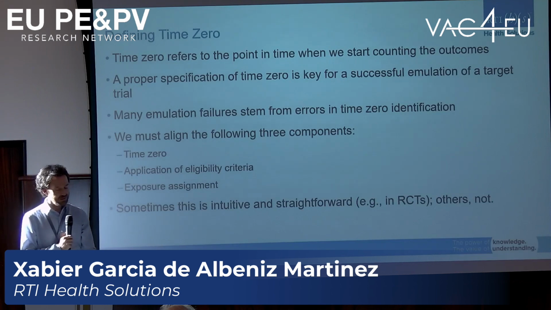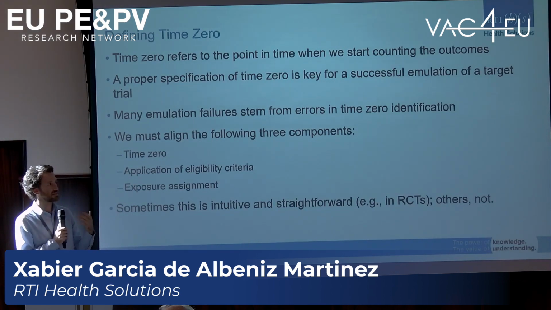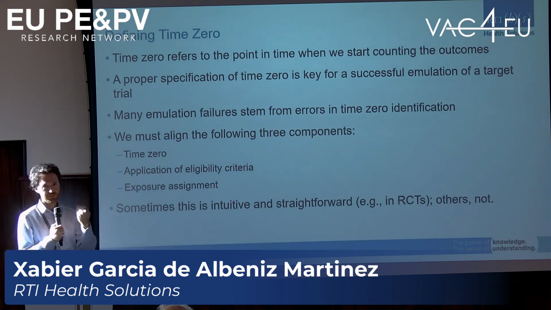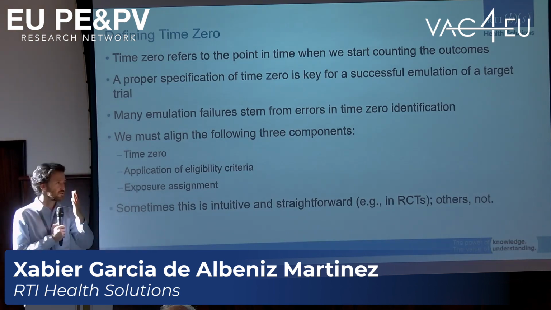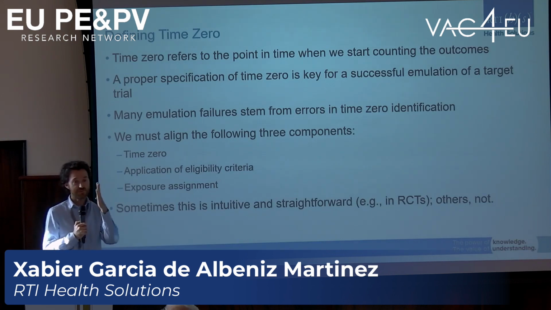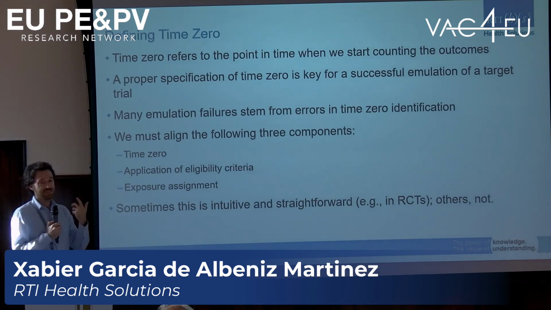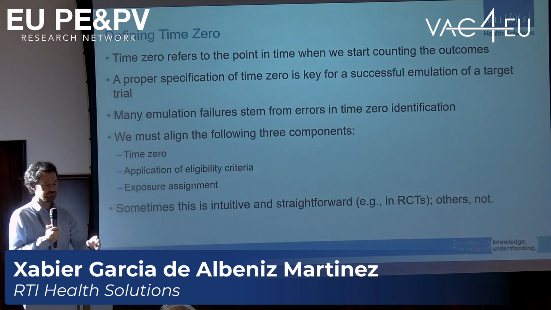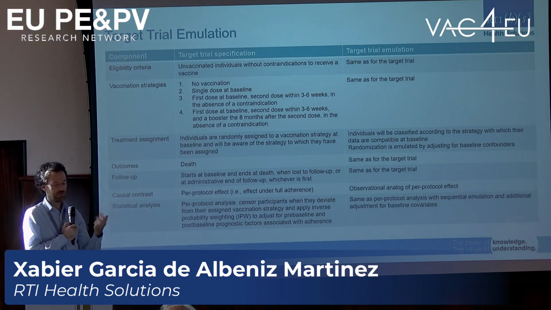One of the main benefits of emulating a target trial is how you treat time zero. Time zero in a real trial is the time when you apply eligibility, randomize people, so you assign treatment, and that's the time when you start the follow-up. When those three elements are not aligned, then you might have selection bias. But if they are aligned, you won't have selection bias, in most cases. But sometimes aligning those is not easy. So let's see how we do it in this thought experiment.